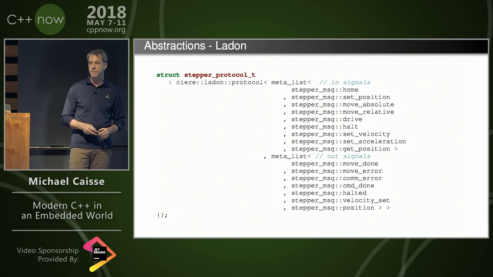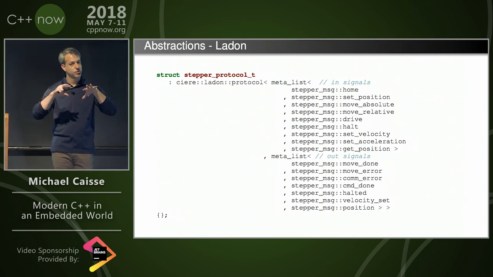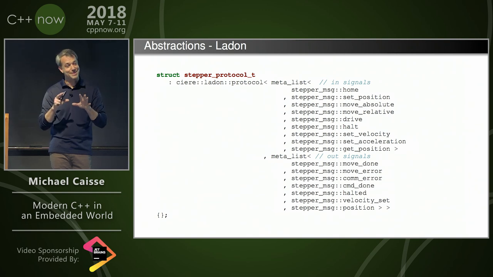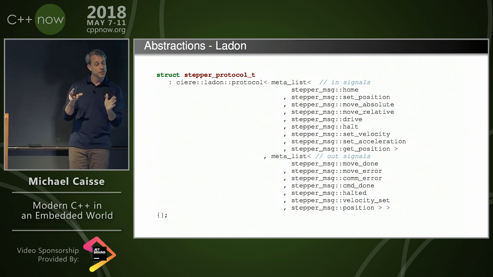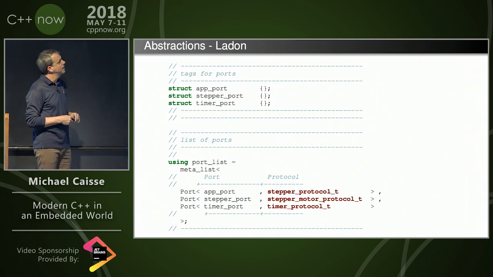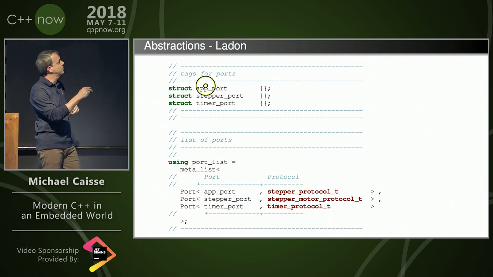And then once I describe that in Lawden, we use SML to describe the state machine. It used to be MSM, but SML compiles smaller and it's faster. So we use that to describe our state machines. And then we use a syntax that looks like this, create some ports of what the tags are going to be called. I have an app port, a stepper port, a timer port. And then I create a type list. These are the ports, and these are the protocols that they're representing.